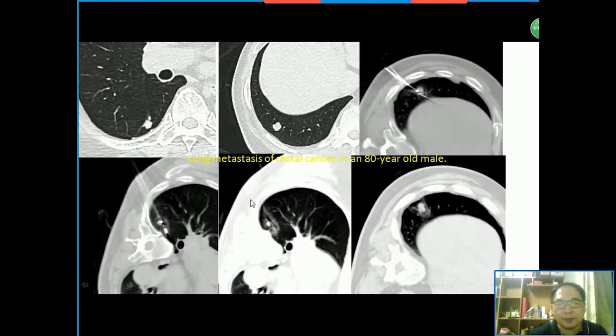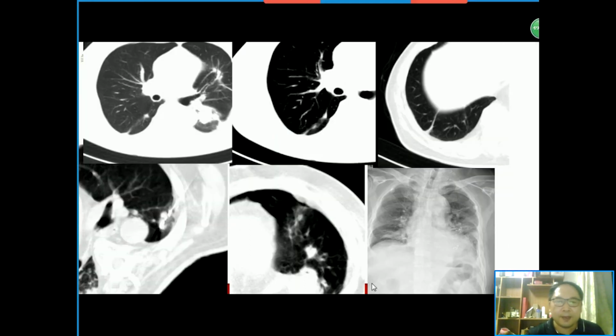After ablation, we can see the lesion shrink, and this is another cycle of ablation of the lower lesion. Three months later, we can see the lesion shrink. I also did ablation and seed implantation of the left lung, but after the procedure, he developed a fever and mild pneumothorax.